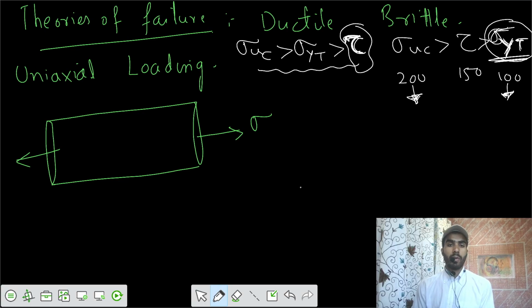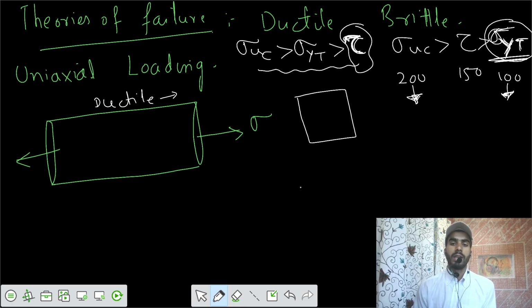So if your material is ductile, let's make the state of stress for this configuration of loading. Sigma y is 0 and sigma x is equal to sigma. So this is your principal stress, and shear stress is 0 here. For ductile material, shear is critical.